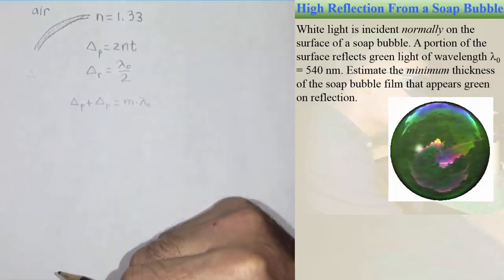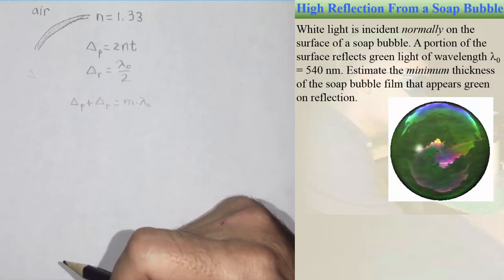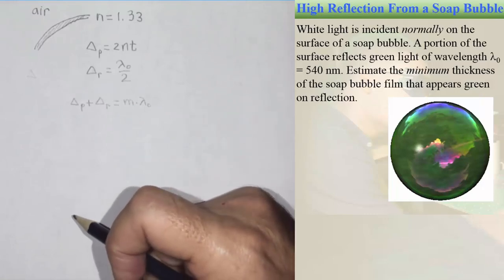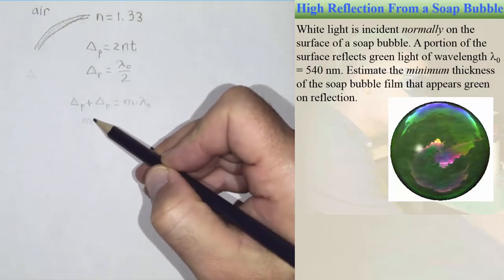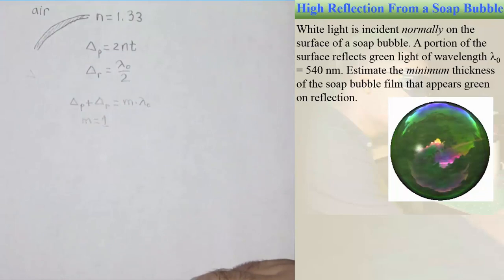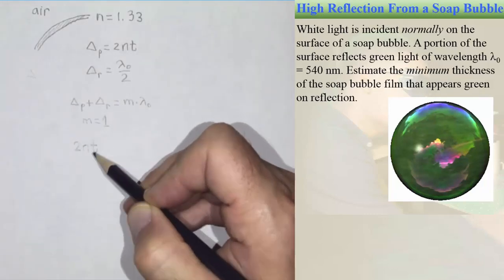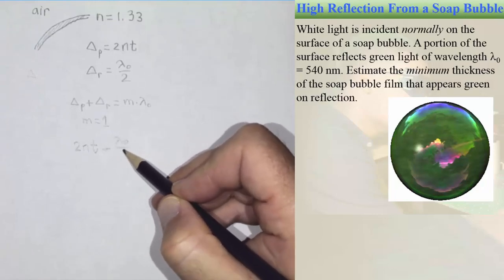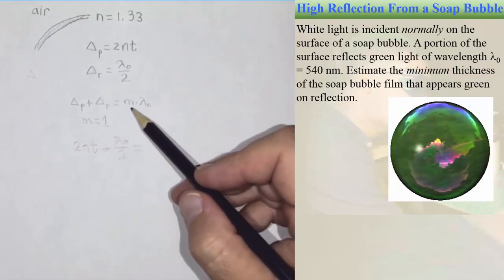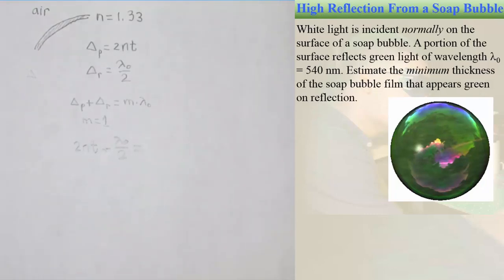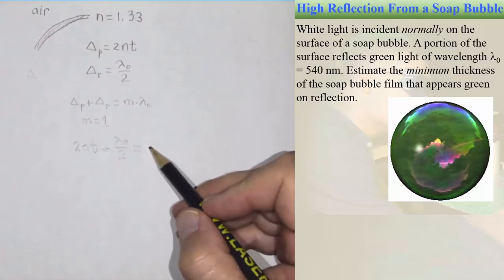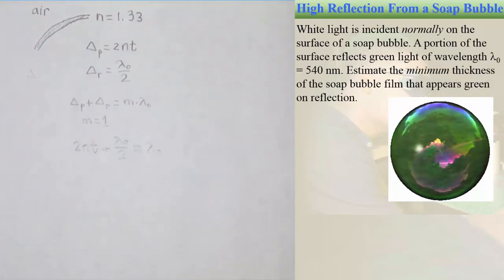So under this condition, we are going to have a constructive interference or a specific color appearance on a soap bubble. So we're going to have to assume the minimum thickness, which means that we're going to take m equal to 1. And then we are going to substitute for the values that we established up there. So we have for delta P, we have 2nt plus lambda 0 over 2 is equal to, for m, we're going to take m equal to 1 because we want to determine the minimum thickness of the soap bubble. So m equal to 1, so this ends up being lambda sub 0.